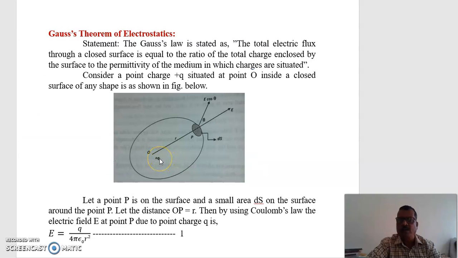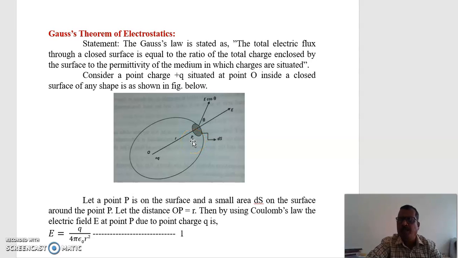Now consider a point charge plus Q at a point O inside a closed surface of any shape, as shown here. The intensity of electric field is along the direction OP.